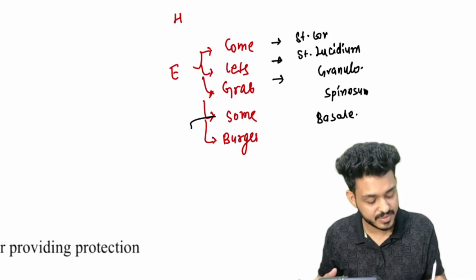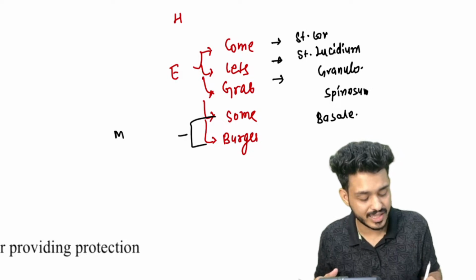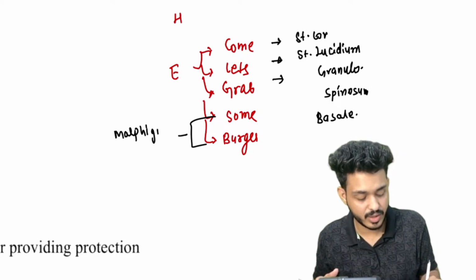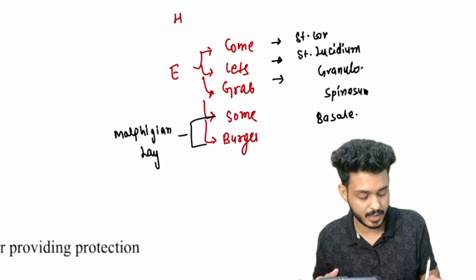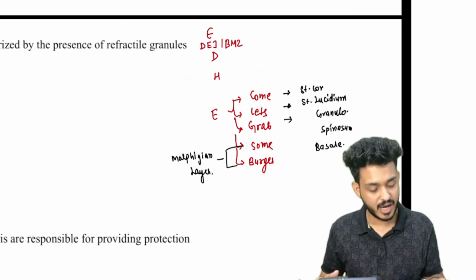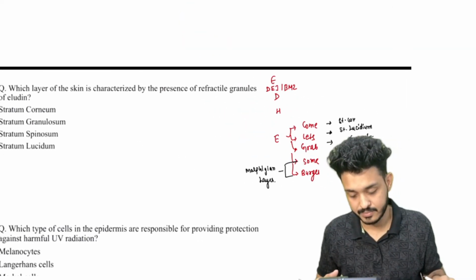Remember, guys, stratum spinosum and basale together are known as the Malpighian layer. They are together called the Malpighian layer.